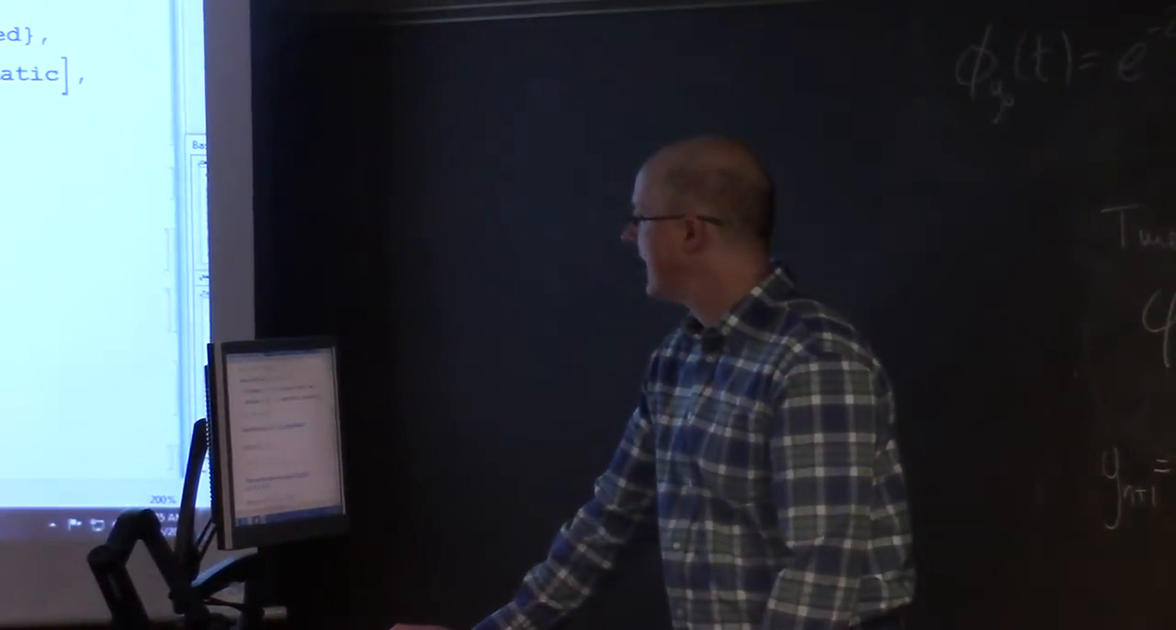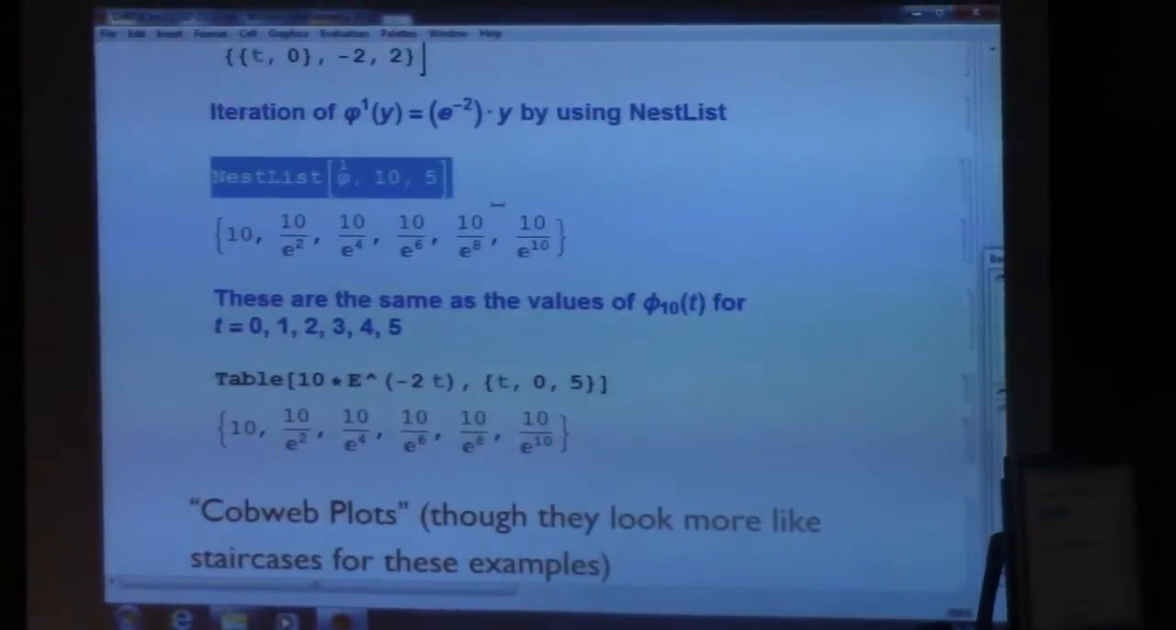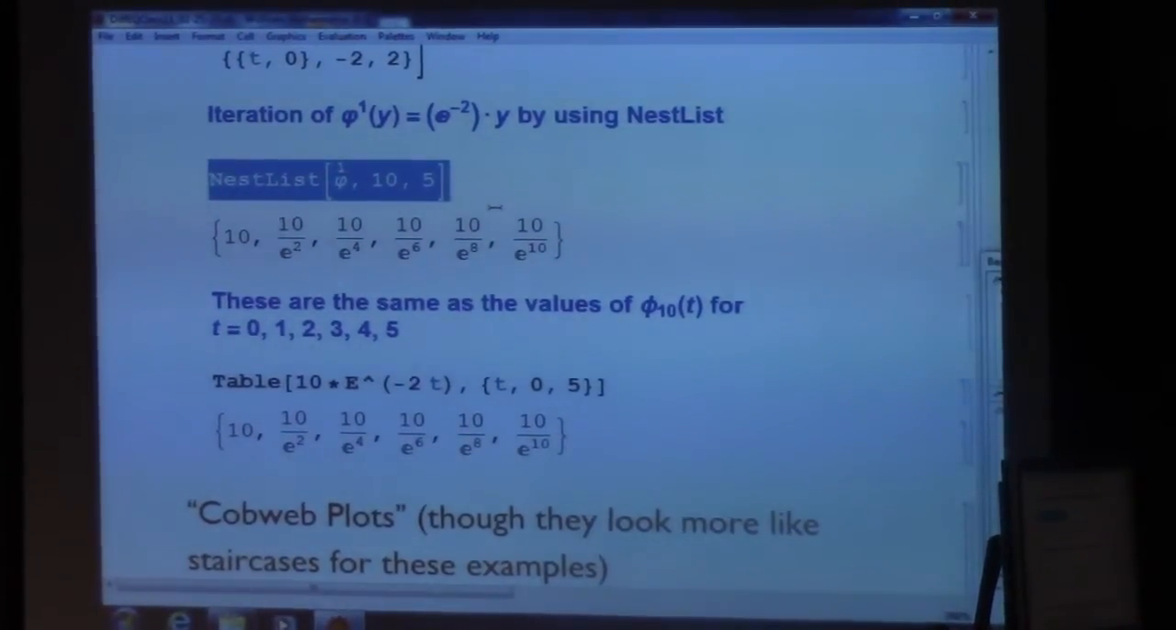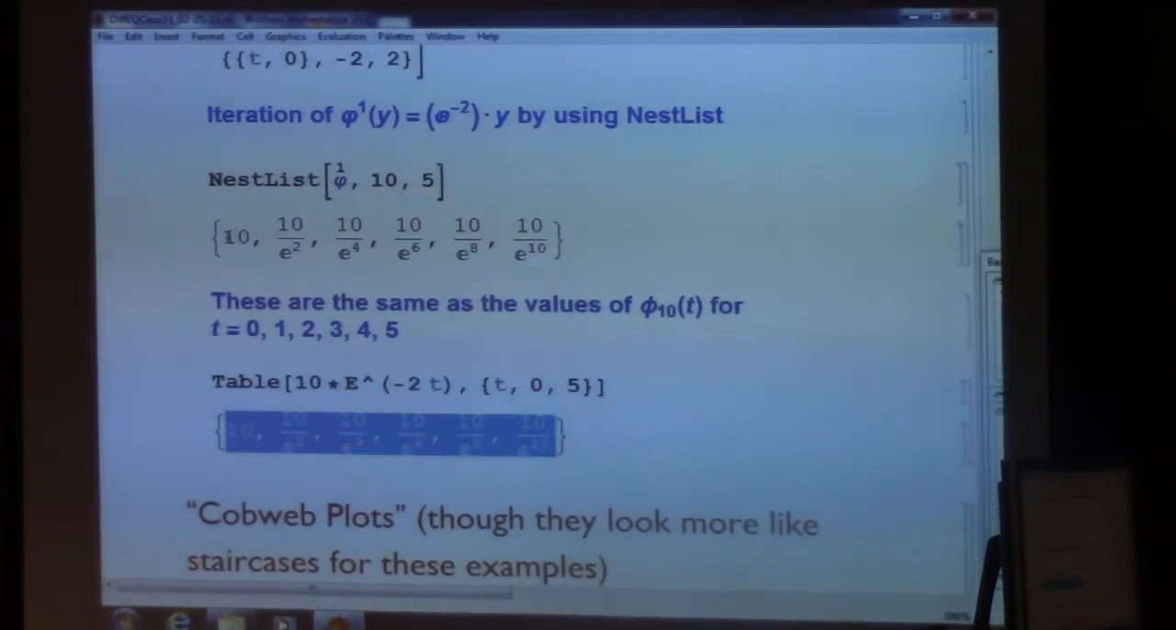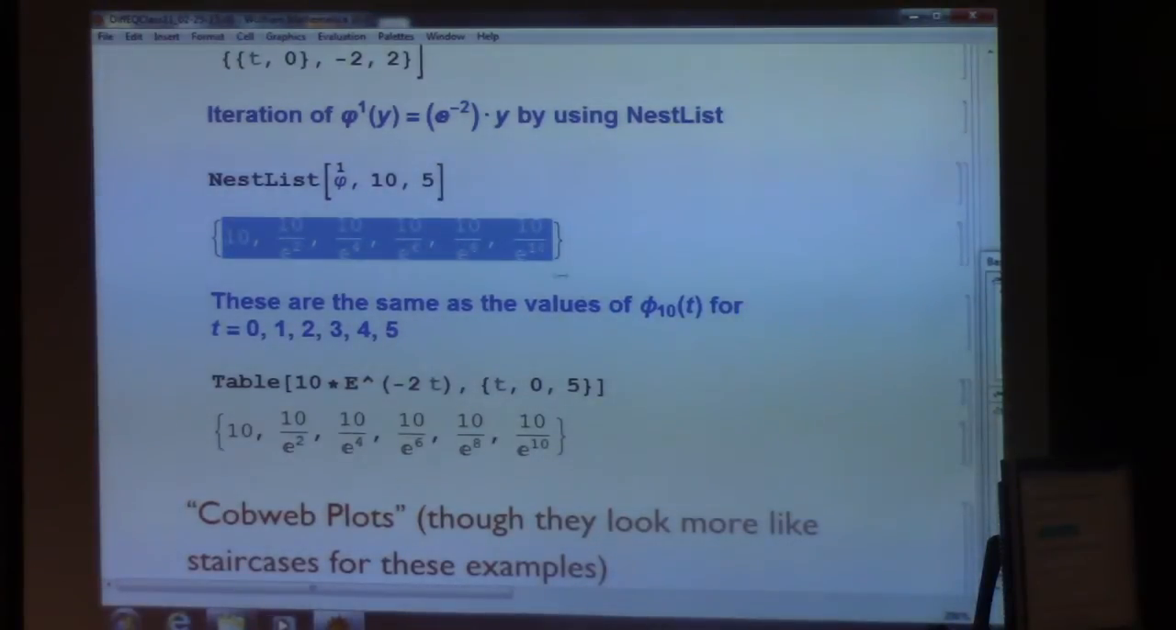Again, these things here emphasize that if I use NestList to iterate the flow map at time 1, or if I use Table to find the values of the solution function for different discrete values of t, that's what Table does. Table starts t at 0 and goes up by 1 each time, and so I'm seeing the outputs of the solution here, which match the values of the iterates here. That doesn't work for non-autonomous equations.